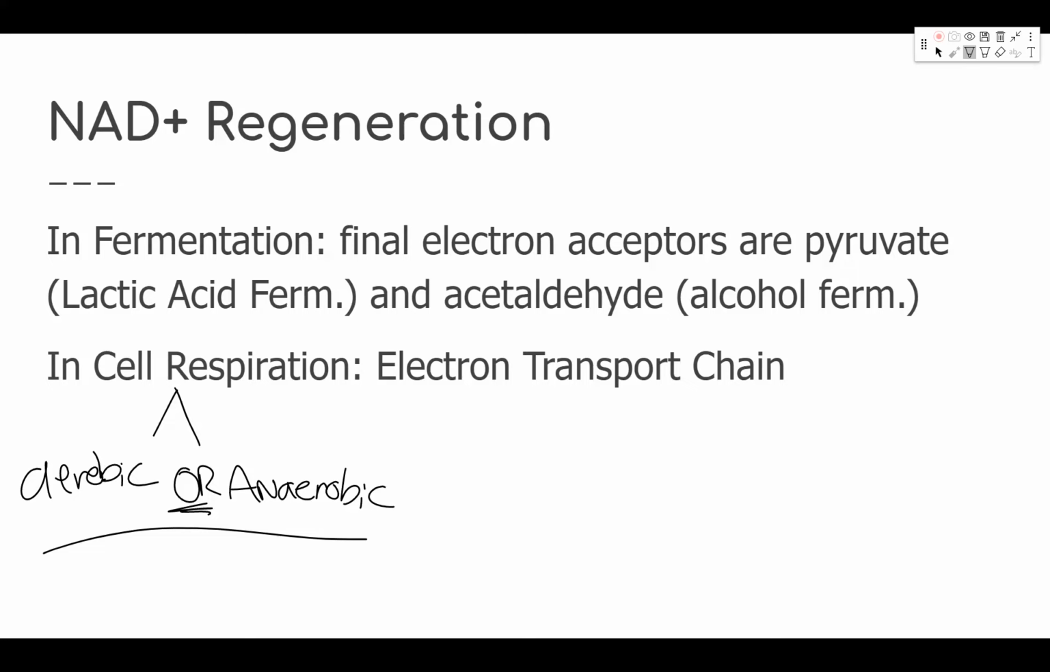So this is where our processes differ. It's in how we get that NAD plus back.